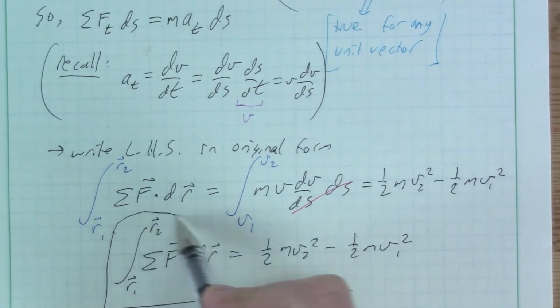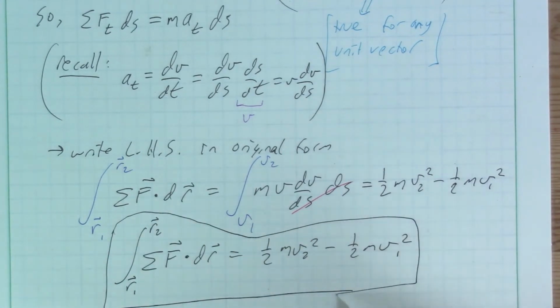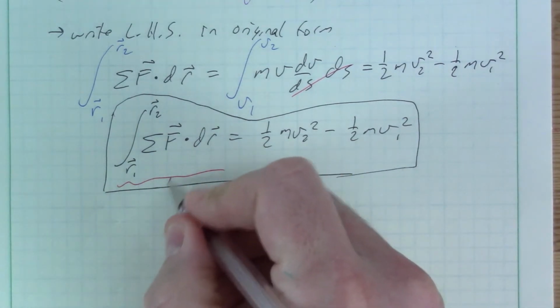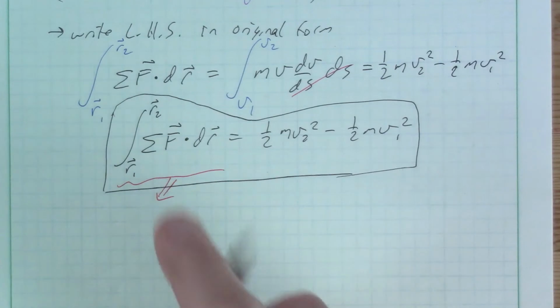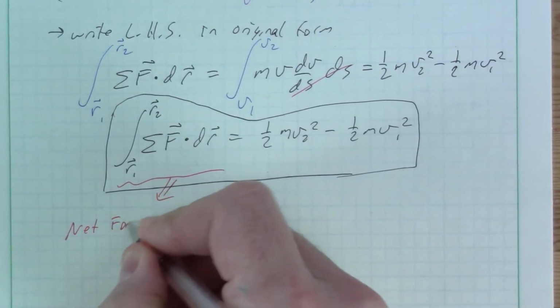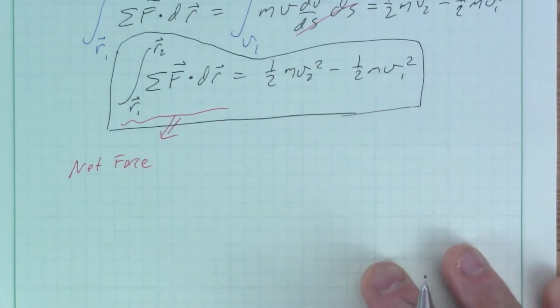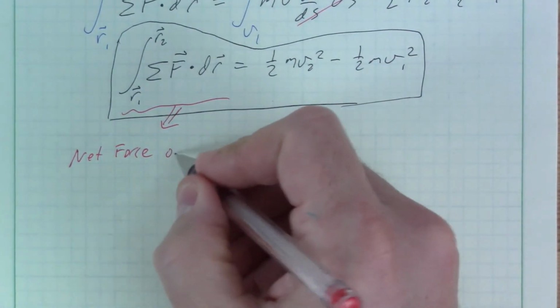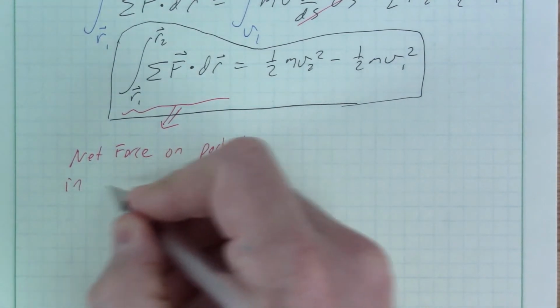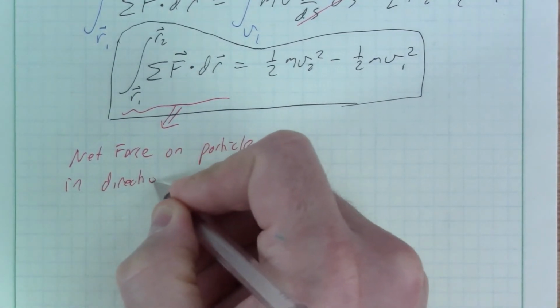Okay, so let's take just a few minutes here talking about what we see, and then we'll come back next time and do more with this. What this left-hand side is, this is the net force on a particle in the direction of motion.